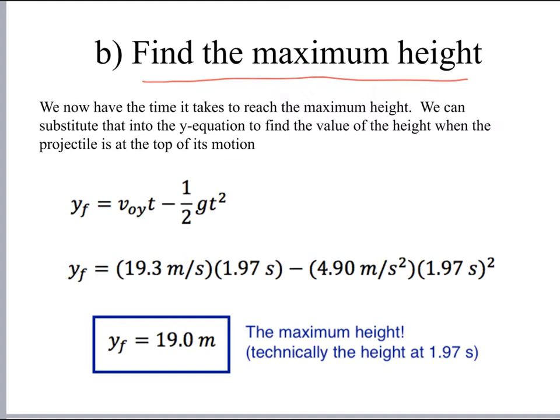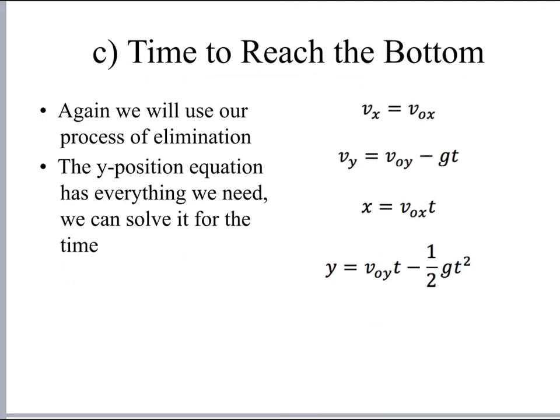And when you do that, you find that yf works out to be 19.0 meters, and that is the maximum height. Now technically what we did was we took the time that we found, 1.97, and we plugged it in here. So that's the height at 1.97 seconds. But we found previously that that's the time when the y component of the velocity goes to 0, and we know that's when it reaches the maximum height of its path. So the maximum height, 19 meters.